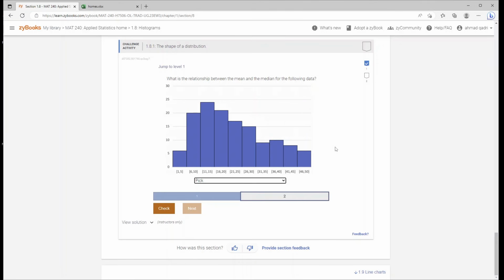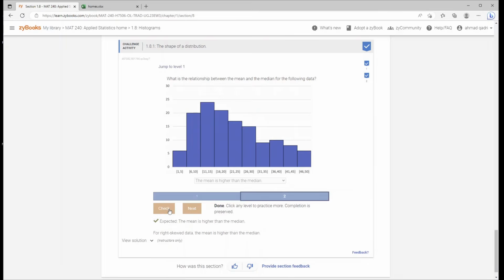In this scenario, the mean will move to the right side of the distribution because this is a right skewed distribution. The outliers are on the right side here. You can clearly see the right tail. So the mean will be greater than the median because the median will be closer to the peak. And so here, the mean and the median are about the same. That is incorrect. The mean is higher than the median. That is the correct answer.